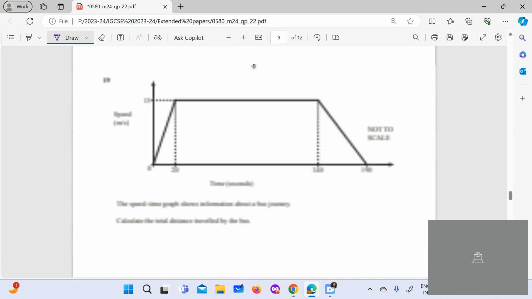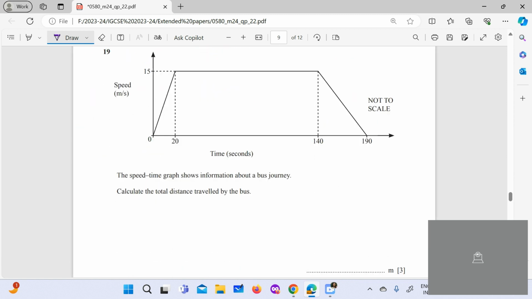Let's go to the next question now. So question number 19. The speed time graph shows the information about a bus journey. Calculate the total distance traveled by the bus. Okay, so your question is about the total distance traveled by the bus. Whenever you are doing a speed time graph, you know that total distance is calculated by calculating the area. When we look at this very clearly it looks like a trapezium. So we have to find the area of the trapezium here.